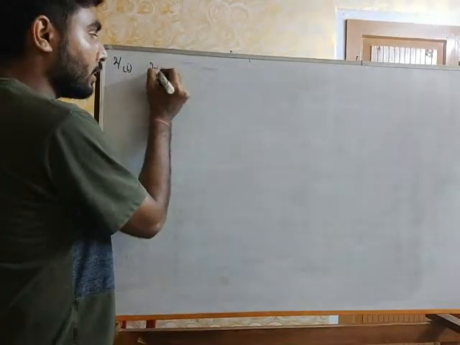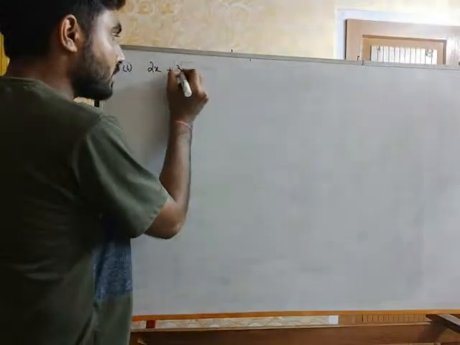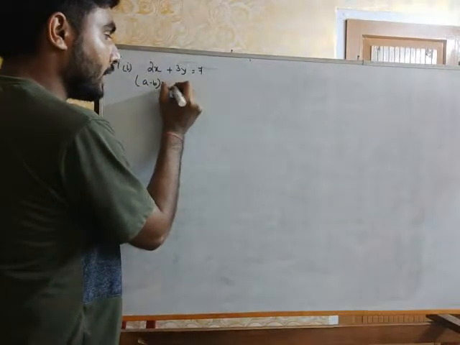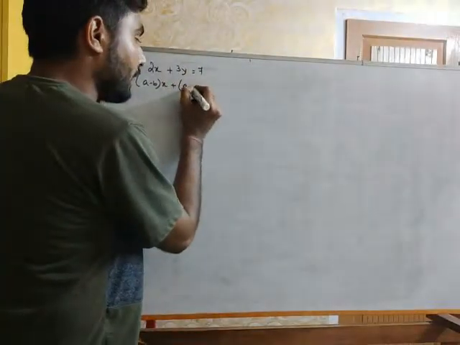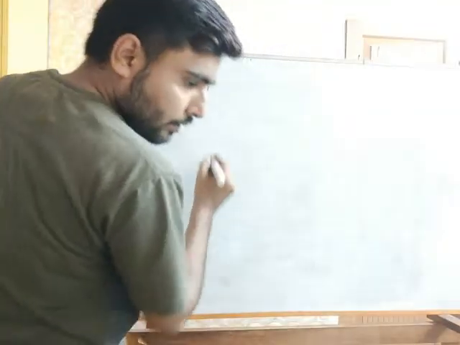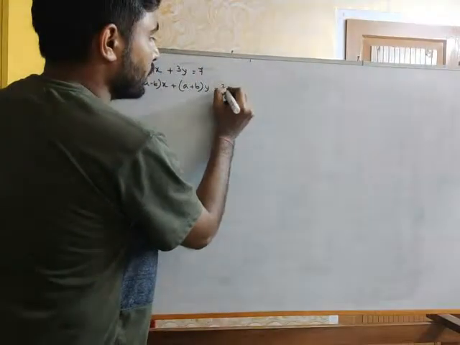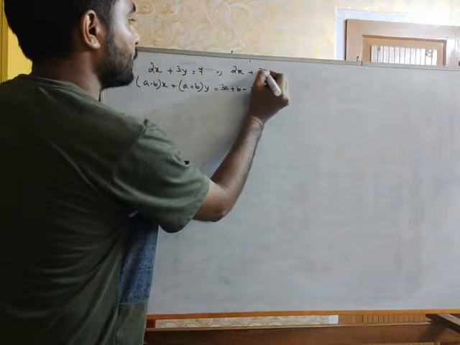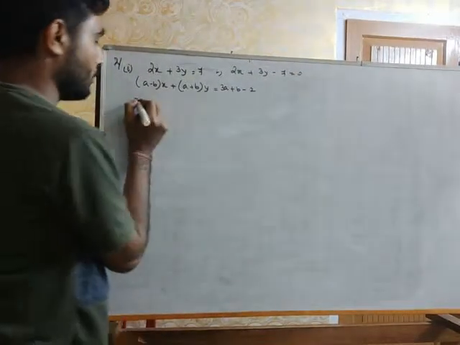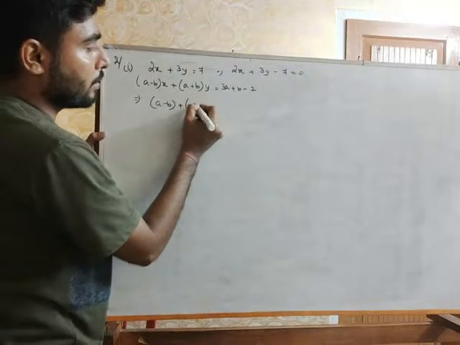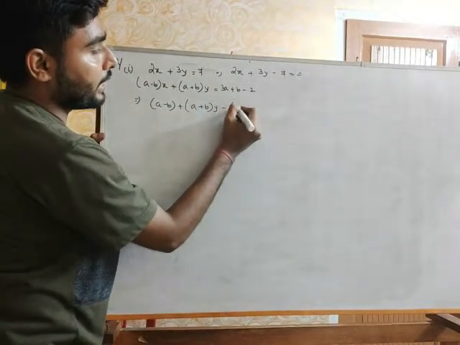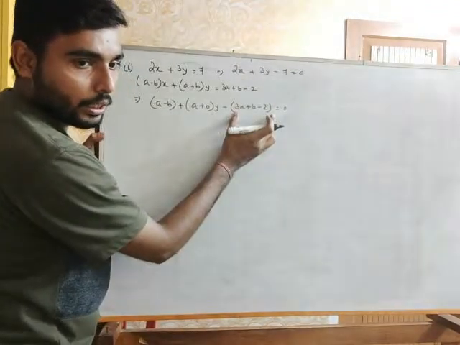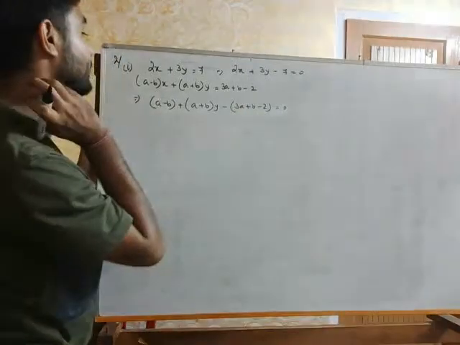So the equations are 2x + 3y = 7, and (a - b)x + (a + b)y = 3a + b - 2. If we want to write this one, the first equation will be 2x + 3y - 7 = 0, and the second one will be (a - b)x + (a + b)y - (3a + b - 2) = 0. This whole is the constant term. You have to consider it as the constant term.